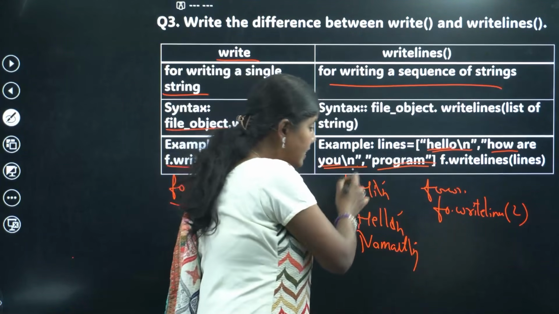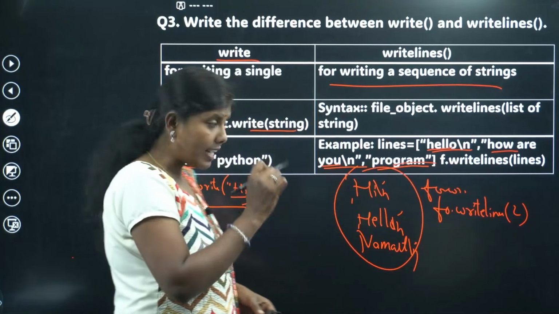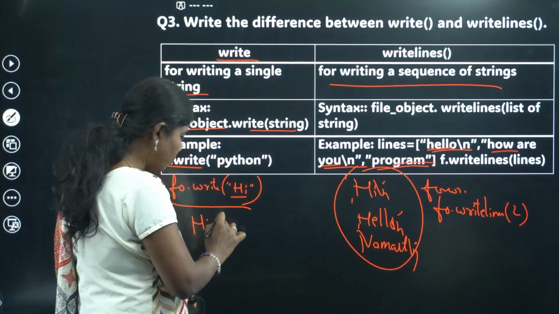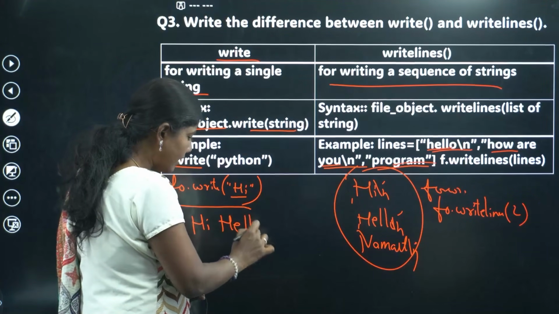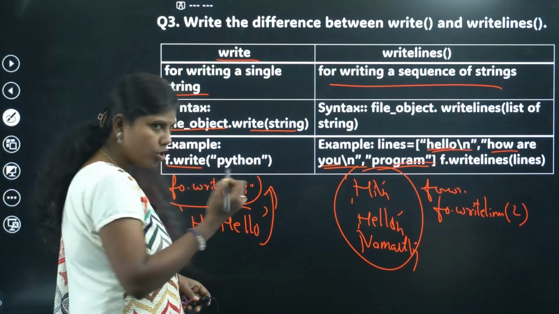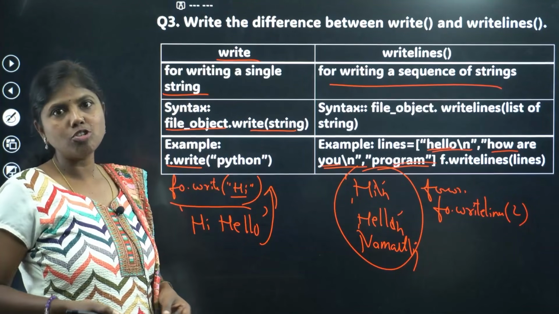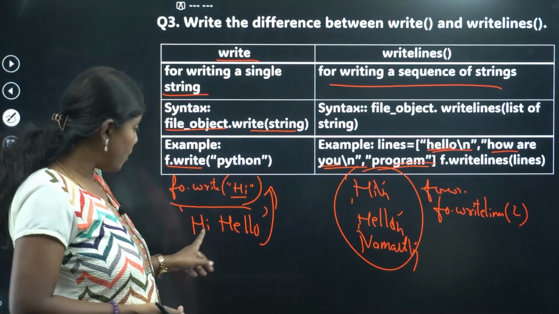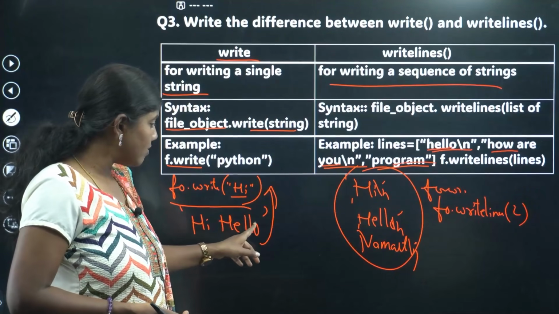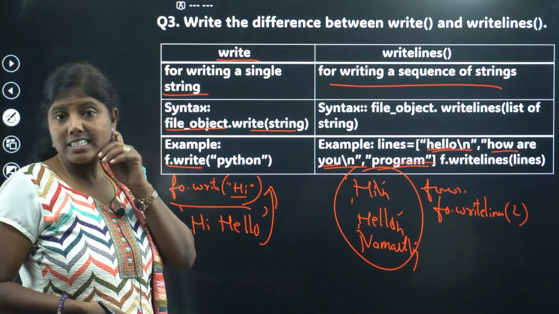No, in this it is going to be writelines. If I write "hi, hello", it means it is going to write. If I write this, it is going to be one string. If I take it, definitely it is going to be taken. That means 1, 2, 3, 4, 5, 6, 7, 8 characters it is going to take.